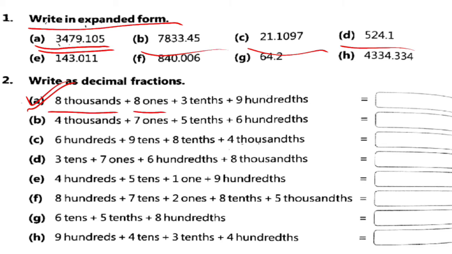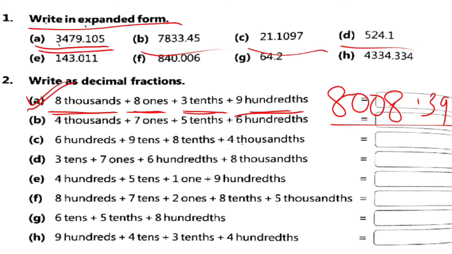8,000, 8 ones, tenths and hundredths. As tenths and hundredths, we are able to find out these are the decimal part. So we will write decimal and 39. And if we talk about this number, 8,000 and 8 ones, after the 1,000, the 100 place is missing, the tens place is missing. So what can we write? We write 0 as the 100 place and 0 as the tens place and 8 ones. So this is our number. This is the expanded form to decimal fraction. Okay, now move to the next question.